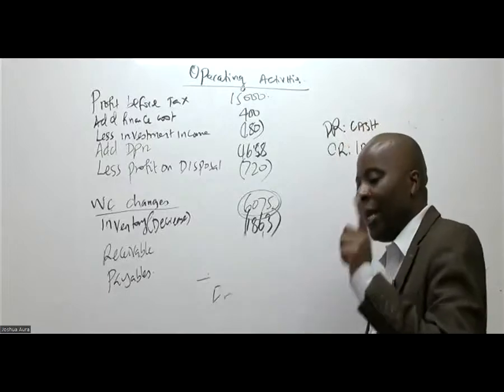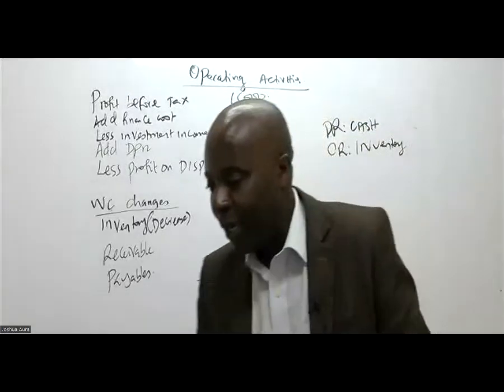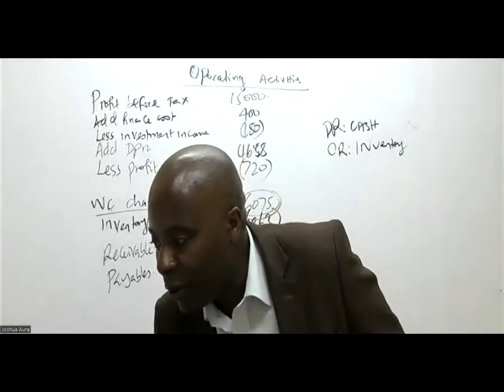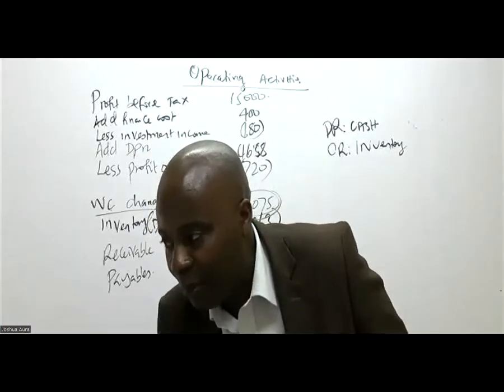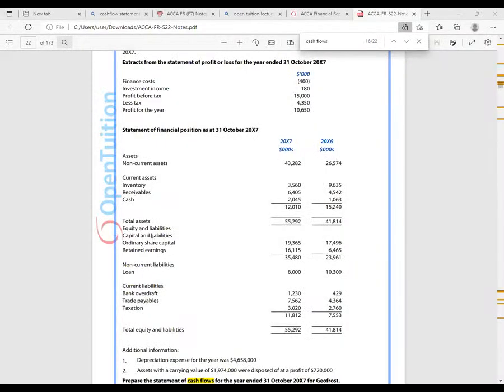Listen, look at the payables, ladies and gentlemen. For payables, I'll explain this better. If you look at the current liabilities, we have trade payables. I can see the figures 75, 62, 43, 64. What is the difference? Can somebody give me that difference?